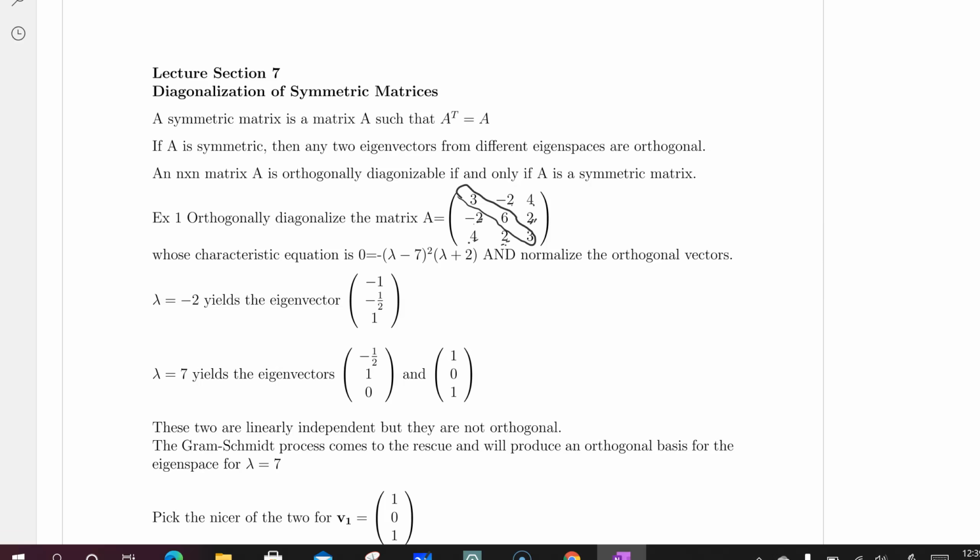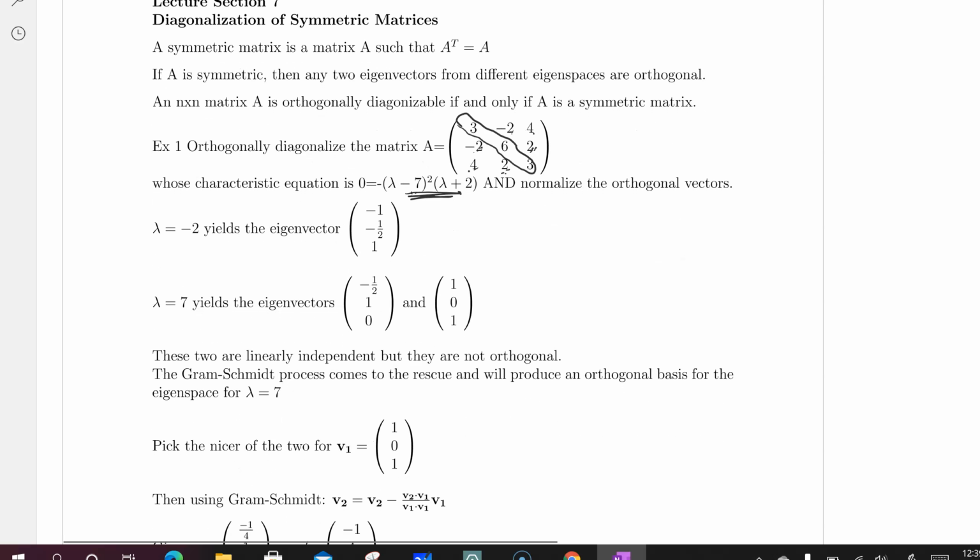All right, they're telling me to orthogonally diagonalize this matrix, and they're telling me the eigenvalues. So the eigenvalues are 7 and -2. I'm going to skip the work on this one because I just did it a couple of times. So we just did something similar to this. Eigenvalue of -2 would give me this vector, and eigenvalue of 7 gave me these two vectors.